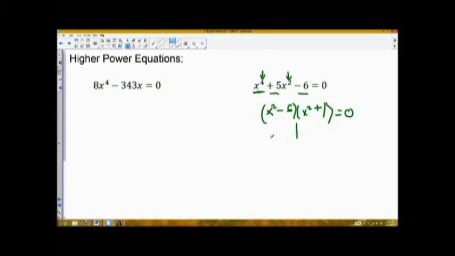When I solve this, I get that x squared equals 6, so that x is plus or minus the square root of 6. Or x squared equals negative 1, which means that x would be plus or minus the square root of negative 1, which is I. So again, I get a real solution and imaginary solutions.